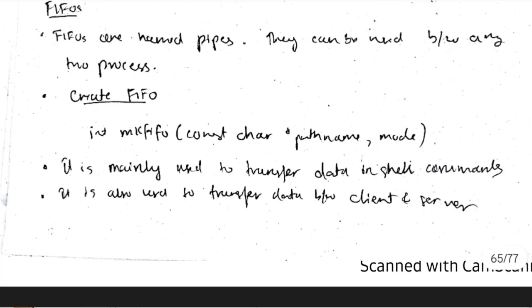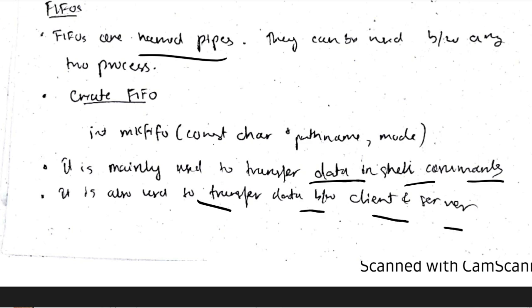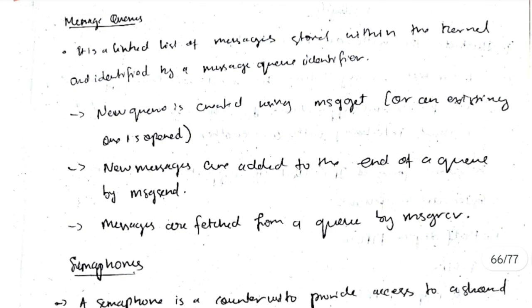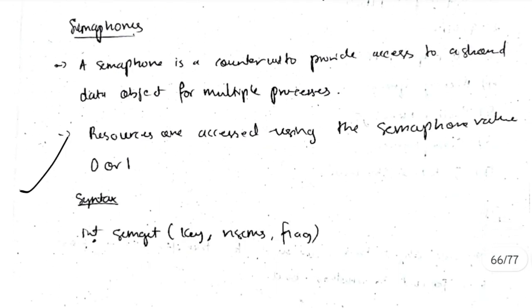FIFO is the named pipe. It is used to transfer the data in the shell commands and to transfer the data between client and server. The third one is the message queues. Message queues we already discussed. We will have three functions here, and semaphores also we discussed. That's the same thing which I have written here.